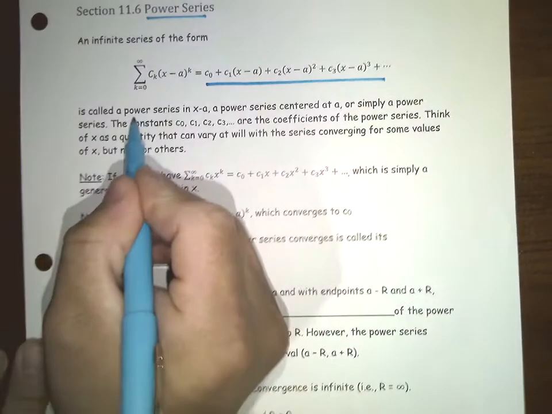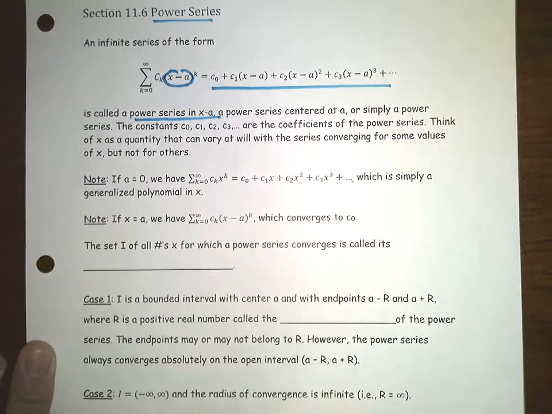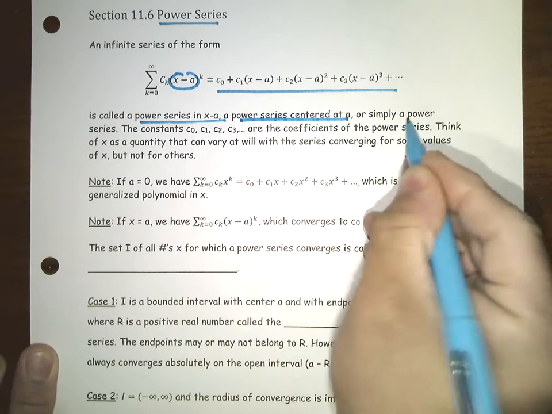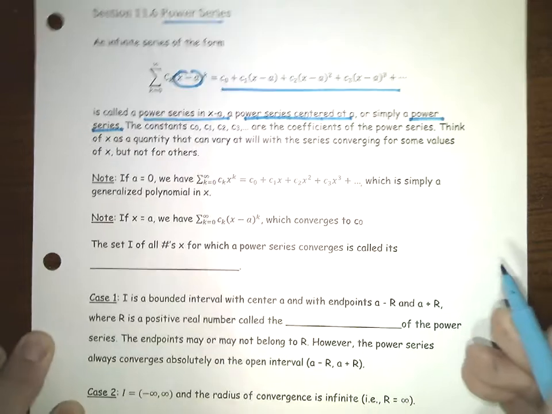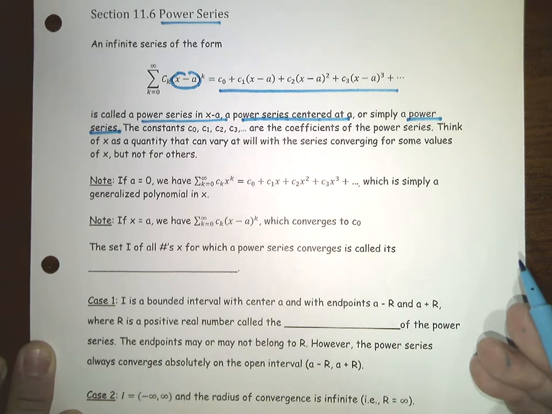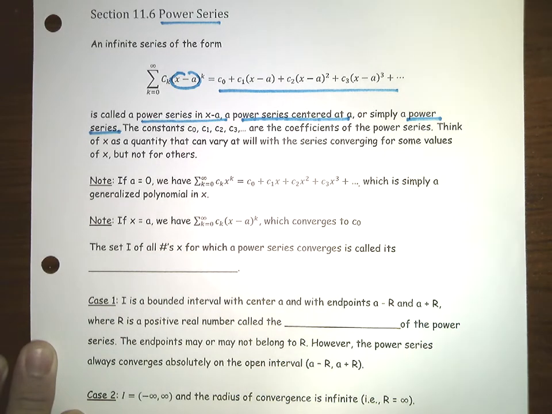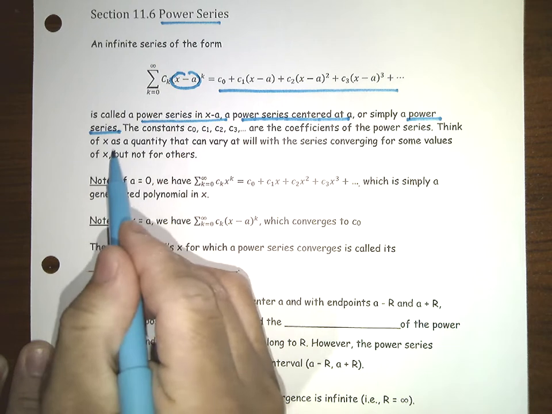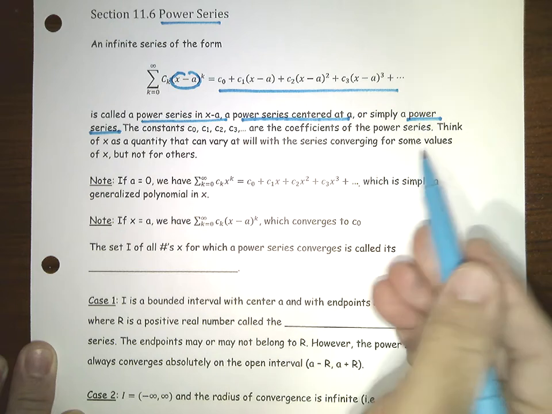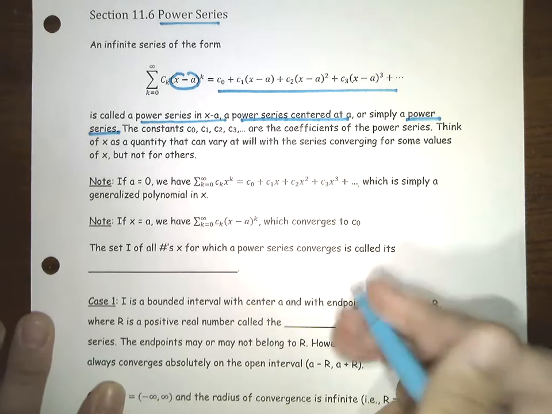So this is a power series in x minus a. Here's the x minus a that we're talking about. It's sometimes called a power series centered at a, or just a power series. And these constants, c_0, c_1, c_2, c_3, are the coefficients of the power series. And x is a quantity that can vary at will, with the series converging for some values of x but not for others. So here are a couple of special notes.